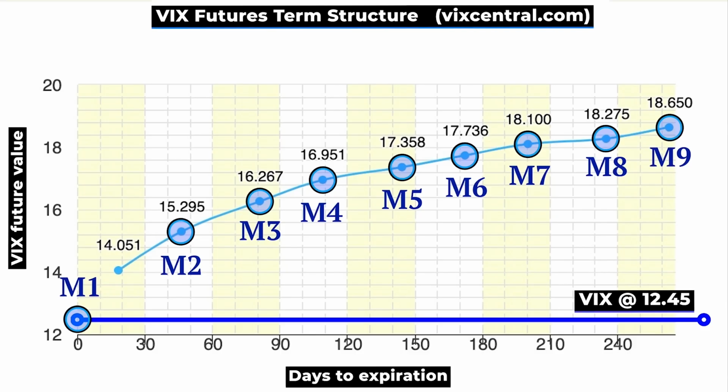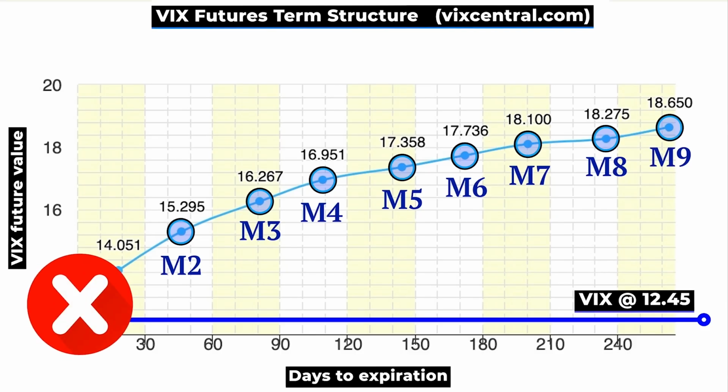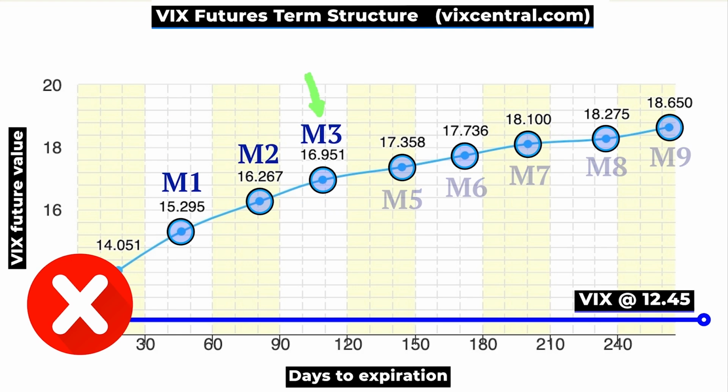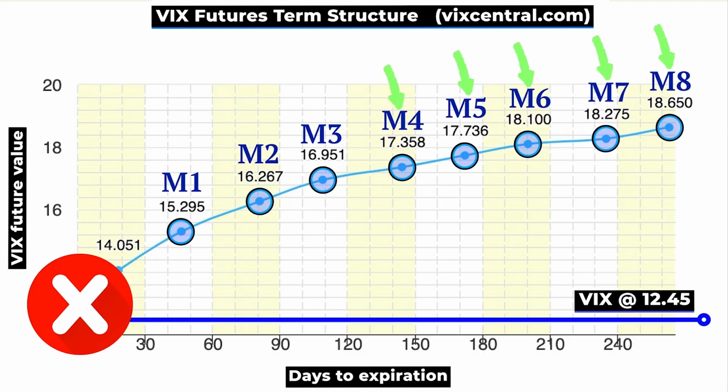On expiration day, that front month M1 VIX future contract will be the same value as the VIX index. What happens next is that front month M1 VIX future expires. It is removed from the board completely. And then the following day, the future that was the M2 before expiration now becomes the new front month M1 VIX future after expiration. The old M3 becomes the new M2, M4 becomes M3, all the way down the line, and the new cycle begins.